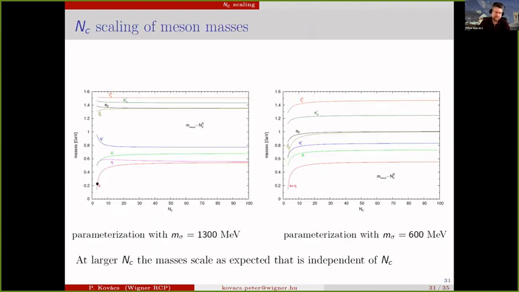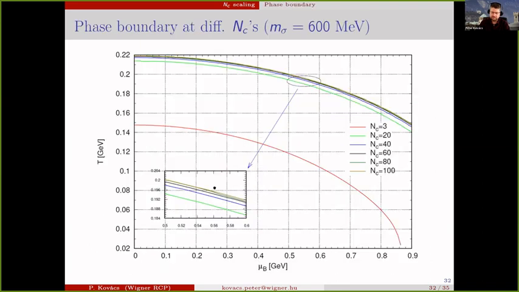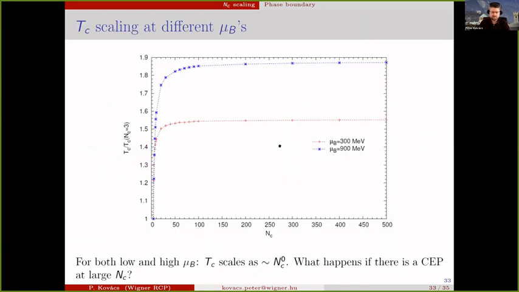Basically our masses change too much at the beginning. So for this, we have to use some different parameterization methods. This is underway: we should reach some parameterization where we can have a critical endpoint, and then we can investigate how this scales with large Nc. Basically that was my last slide, so I reach my conclusion.